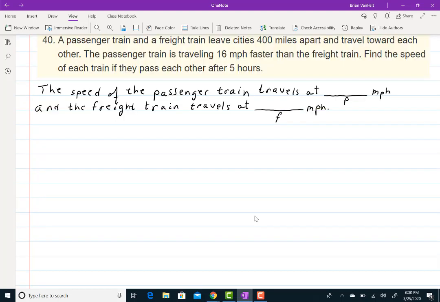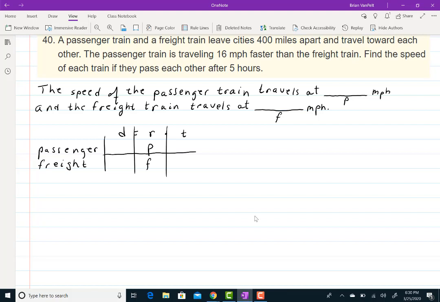All right, let's set this up here. Let's look at the passenger train versus the freight train. And we use the formula distance equals rate times time, the basic formula for these things. Let's see what numbers we can put in. Right now, for the passenger train, I'm putting P and then F for the freight train. Those are the two things we're trying to find.